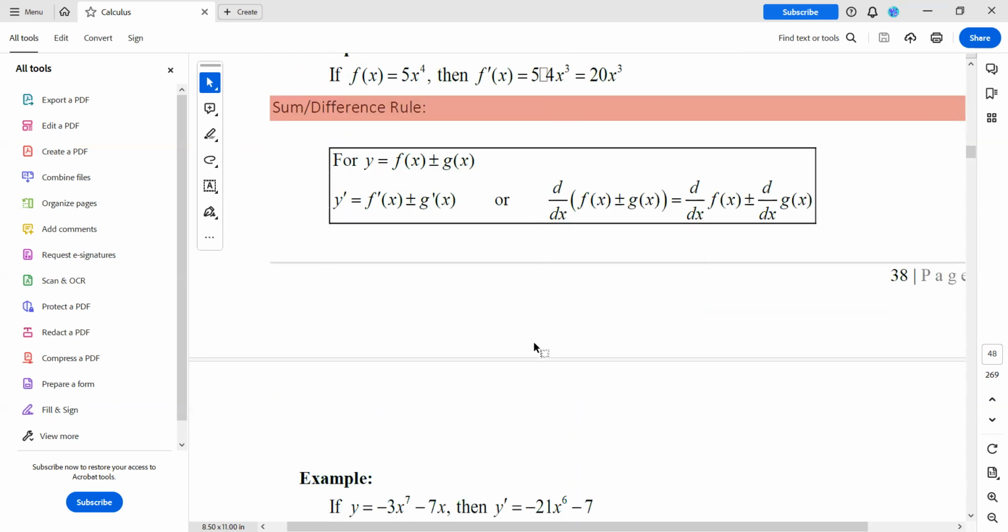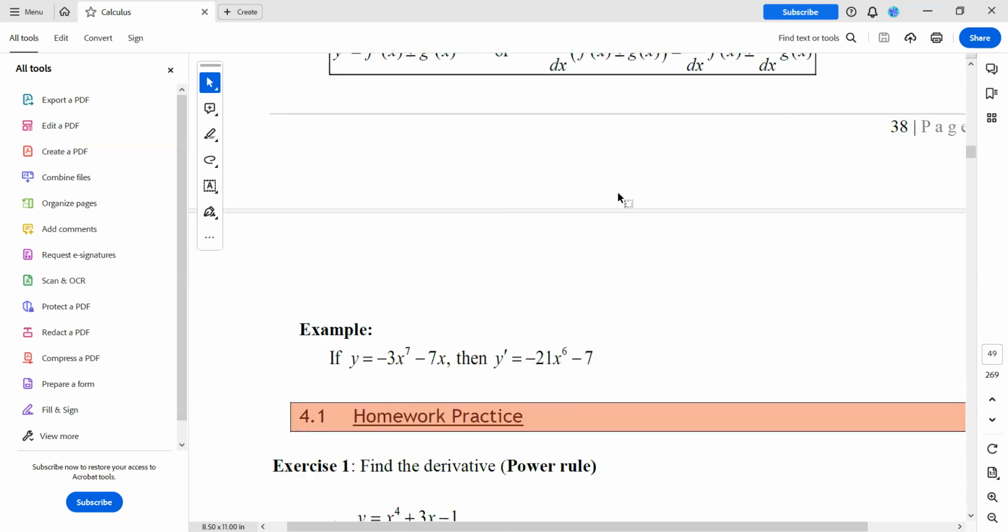And let's do the sum or difference rule. It is basically you doing the differential of both f of x and g of x, which is what you have here.